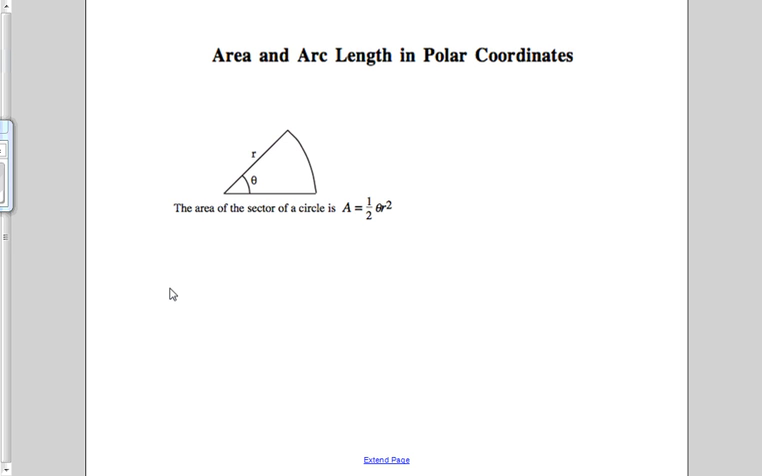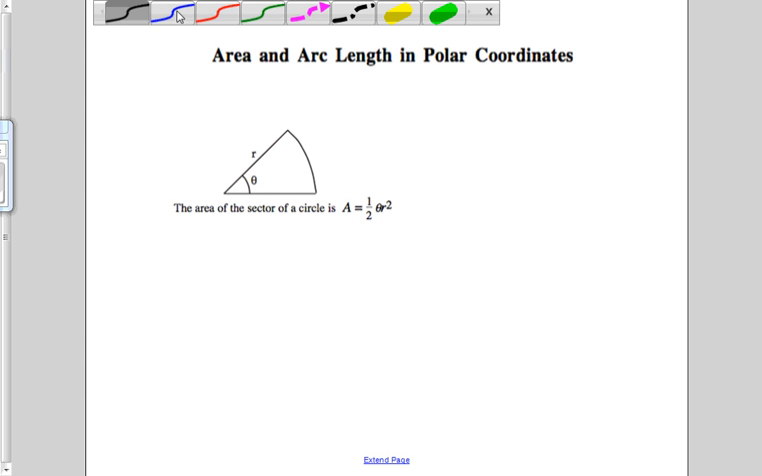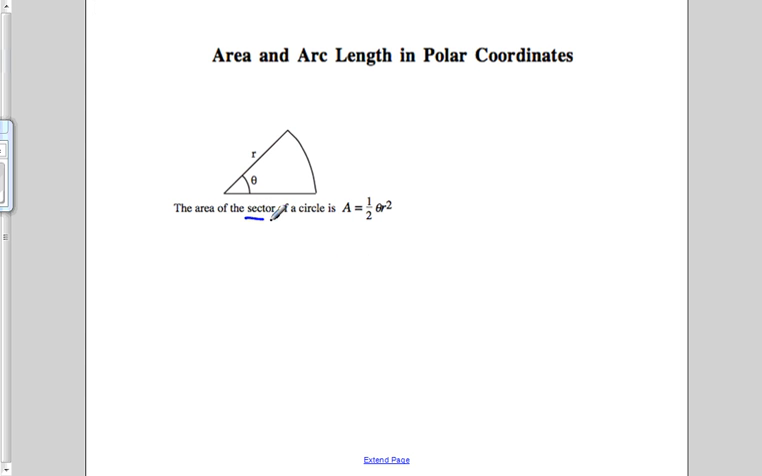Okay, so we're going to be looking at area and arc length in polar coordinates. And just a reminder, when we're talking about area, we're going to be finding areas of little circles. Not circles so much, but sectors of a circle. If you have a circle, here's your circle right here, and here's some sector.